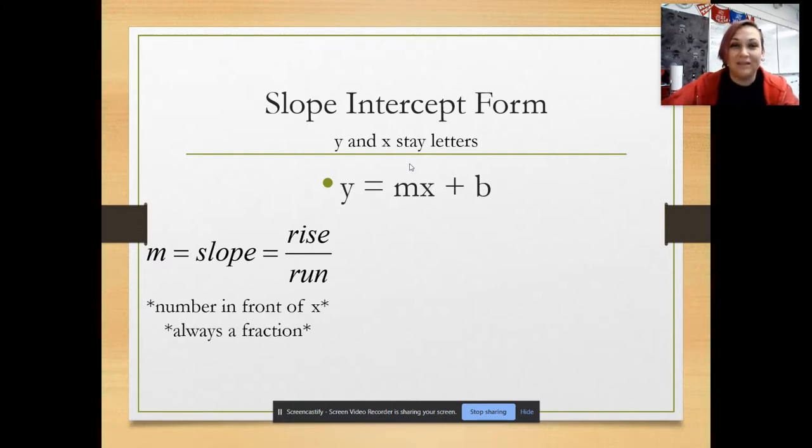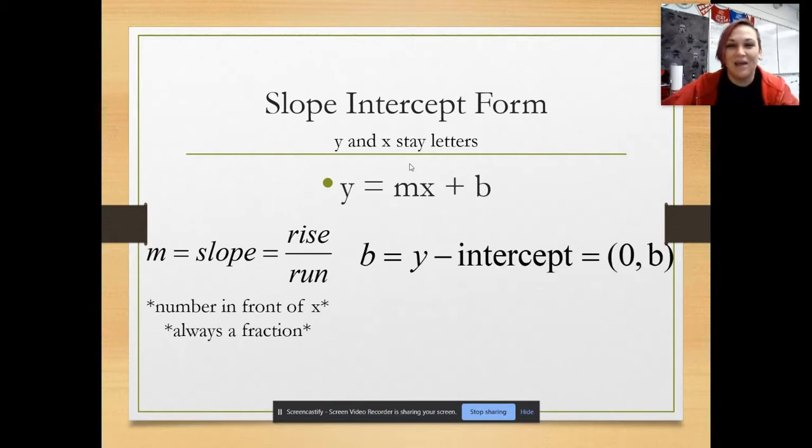The b in slope-intercept form is your intercept. More specifically, it is your y-intercept. That would be where the line crosses the y-axis, and the y-axis is the vertical line. Because it's a point, we're going to write our y-intercept as an ordered pair, 0, comma, a number, and you just take the number from here. And don't forget to take the sign with it too. So if it's being subtracted, it would be a negative number.